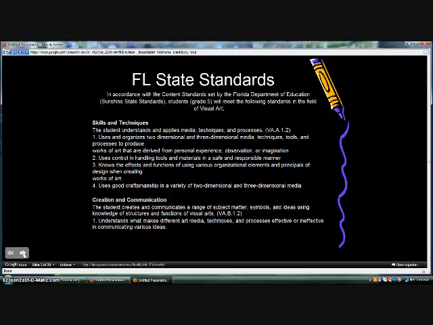According to the Sunshine State Standards, the project will meet content relating to skills and techniques. In skills and techniques, the students will be organizing two-dimensional media. They will be learning techniques and uses of art tools. They will be using the tools in a proper manner. Students will be organizing the elements and principles of design with the tessellation project. They will be applying good craftsmanship to their projects. In creation and communication, students will understand what makes art media, techniques, and processes different.